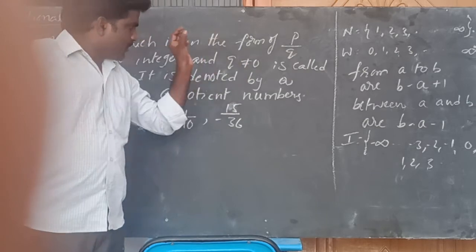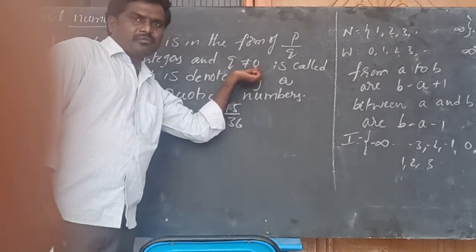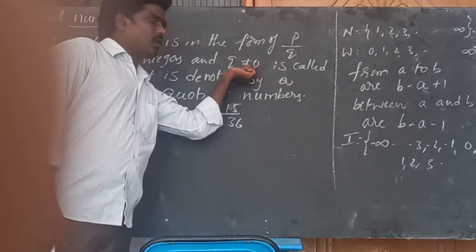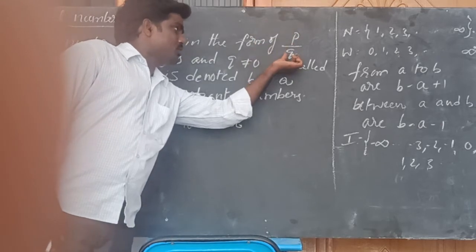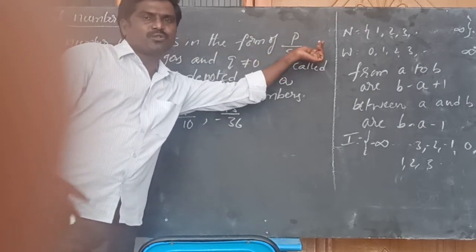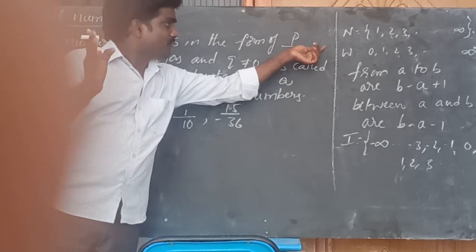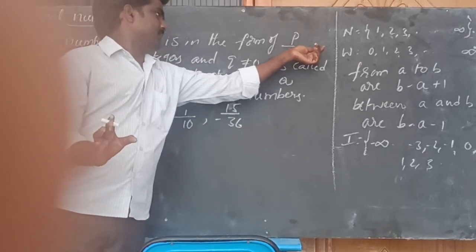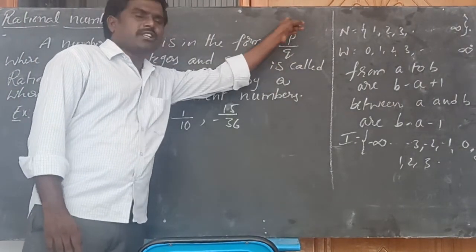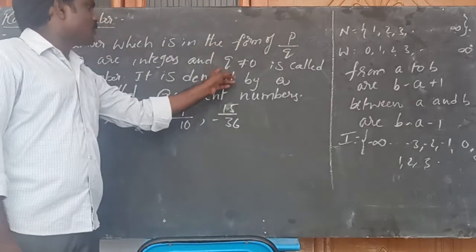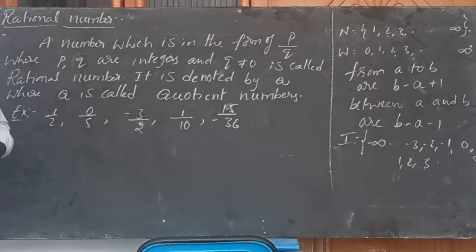If you have a doubt, why can we say that Q is not equal to 0? If Q is equal to 0, any number divided by 0 is undefined. That means you cannot define the divisor, the quotient and the remainder. So that's why if Q is equal to 0, it is undefined, and we say Q is not equal to 0. This is called a rational number.